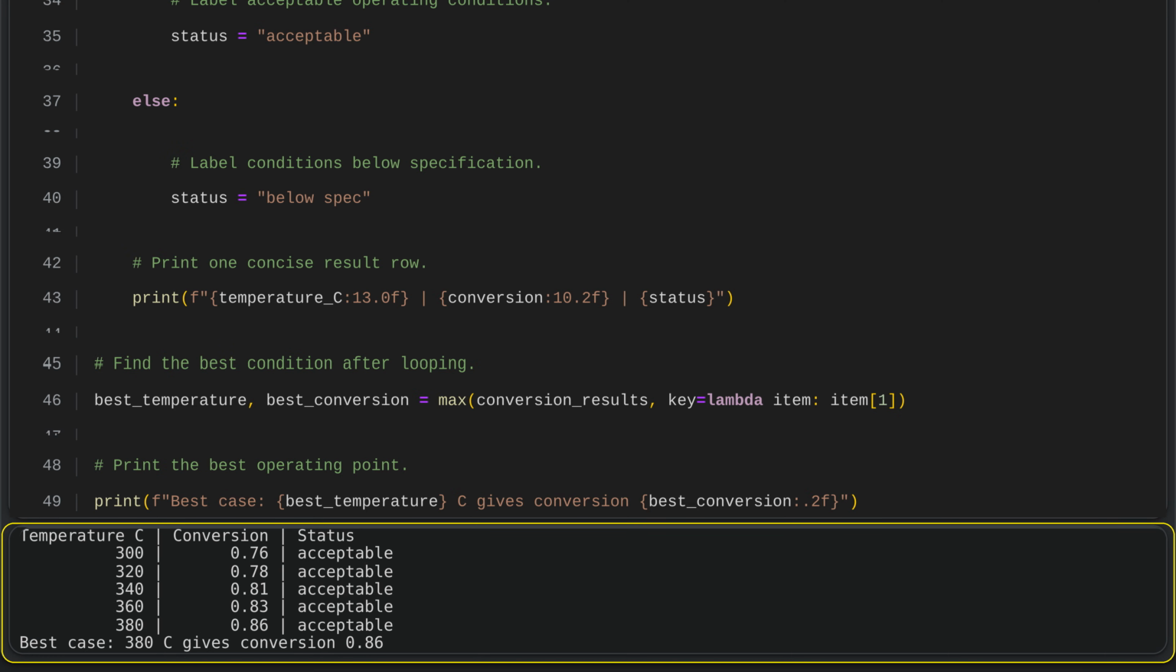This script compares chemical conversion rates across several temperatures to see whether each meets a minimum requirement. It estimates conversion with a simple linear calculation, reports whether each result is acceptable or below specification, and identifies the temperature with the highest conversion. The output is a concise results summary and the best operating condition.